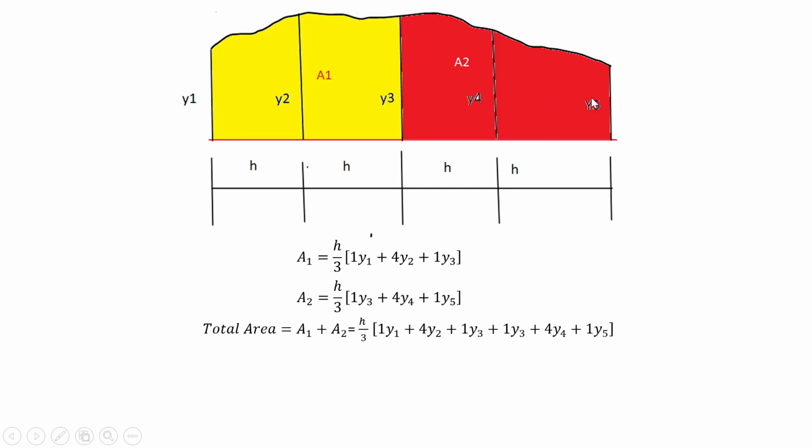When you are adding these two, the total area will become A1 plus A2. This h by 3 will be in common: 1y1, 4y2, this 1y3 plus this 1y3, and 4y4 plus 1y5. Now the total area becomes h by 3 into 1y1 plus 4y2 plus, this 2 is added to become, 2y3 plus 4y4 plus 1y5. In Simpson's first rule, you can find it starts with 1, 4 and it ends with 4, 1. So, since it is an introduction class, I am just finishing it over here.